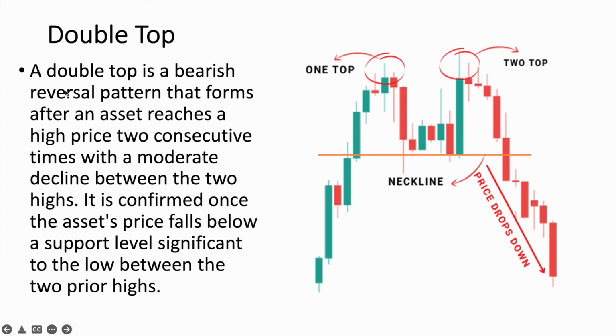Now, let's make a definition. A double top is a bearish reversal pattern that forms after an asset reaches a high price 2 consecutive times, with a moderate decline between the two highs. It is confirmed once the asset's price falls below a support level significant to the low between the two prior highs.